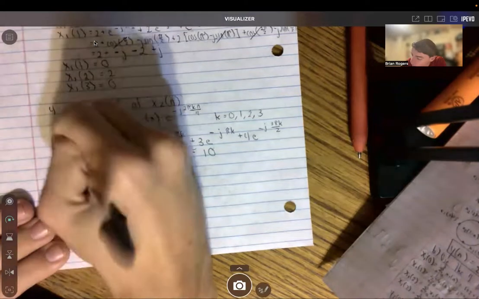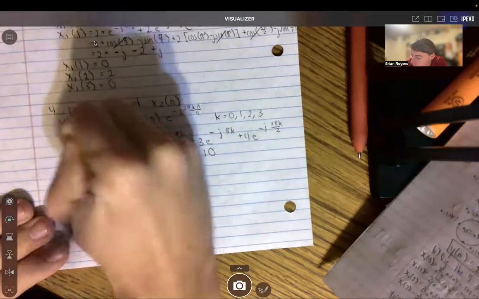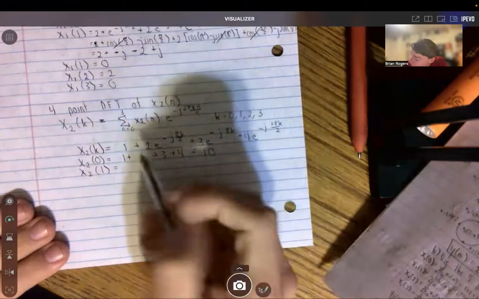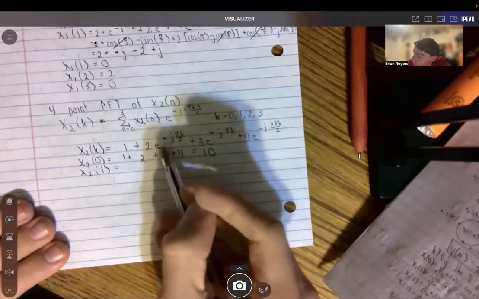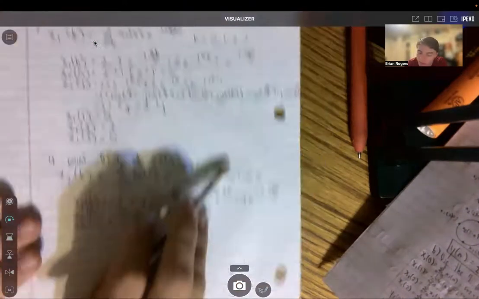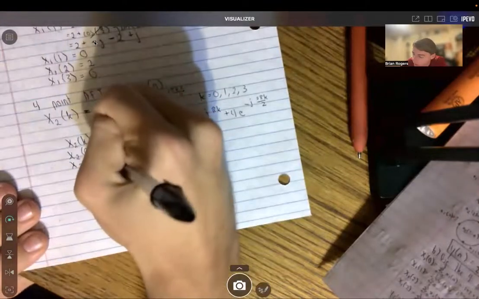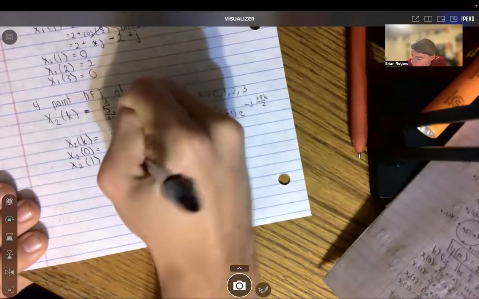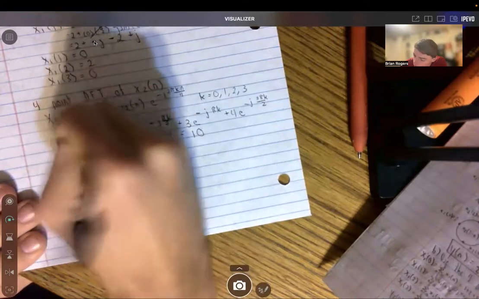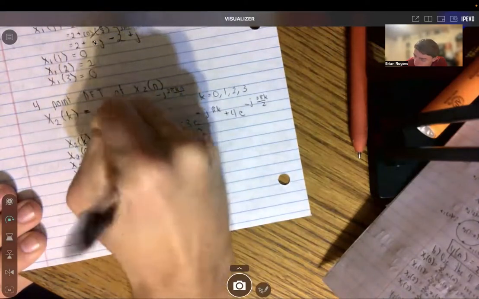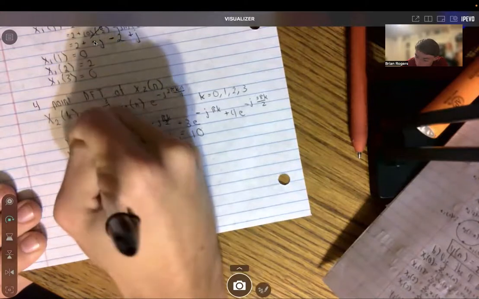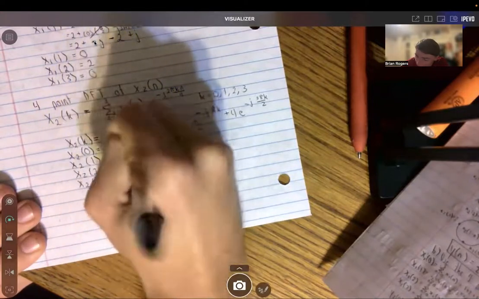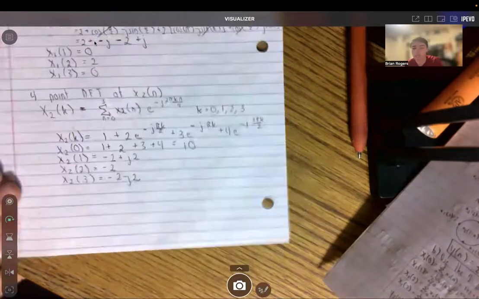Yeah. Okay. Now we need to plug in 1 for k in x2. Once you do that and write it in terms of cosines and sines like we had up here and simplify it, you can go back and check this. You should get negative 2 plus j2. x2 of 2 is equal to negative 2. And when you plug in k equals 3, you're going to get negative 2 minus j2. Okay.